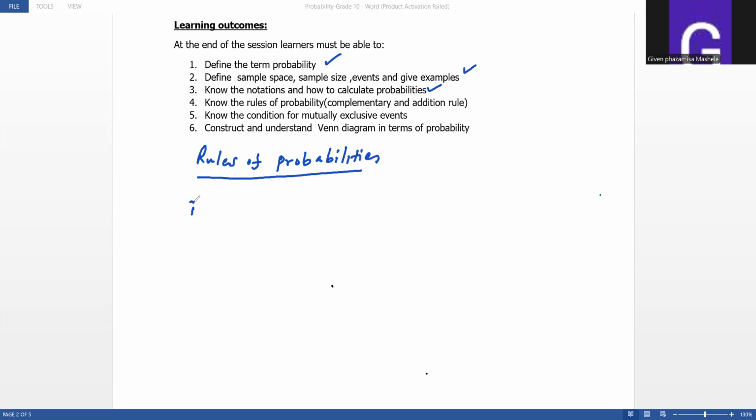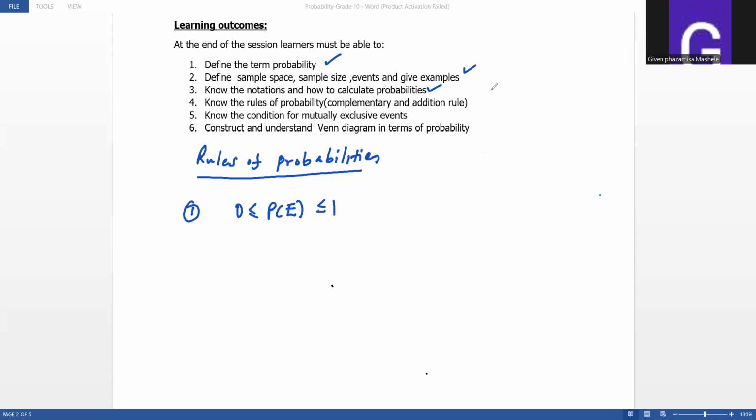Number one, the rule of probability that says the probability of any event should always be between 0 and 1. So probabilities always range between 0 and 1, which means when calculating probability, you cannot get a probability that is bigger than 1 or less than 0.